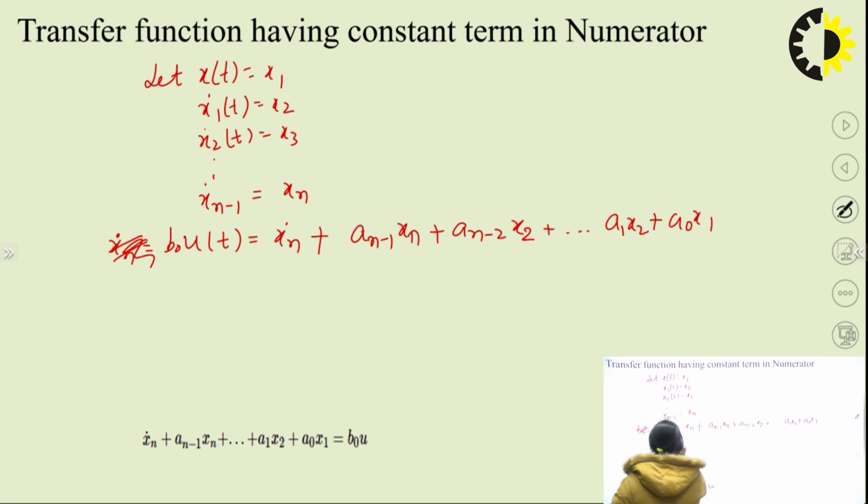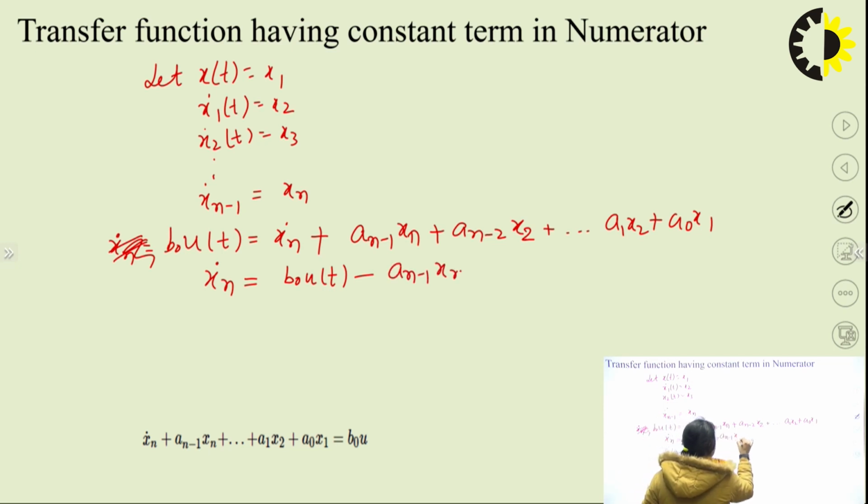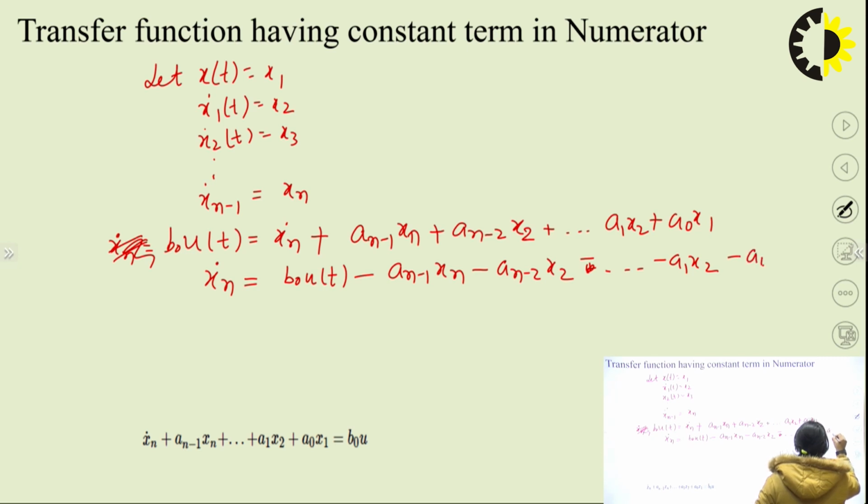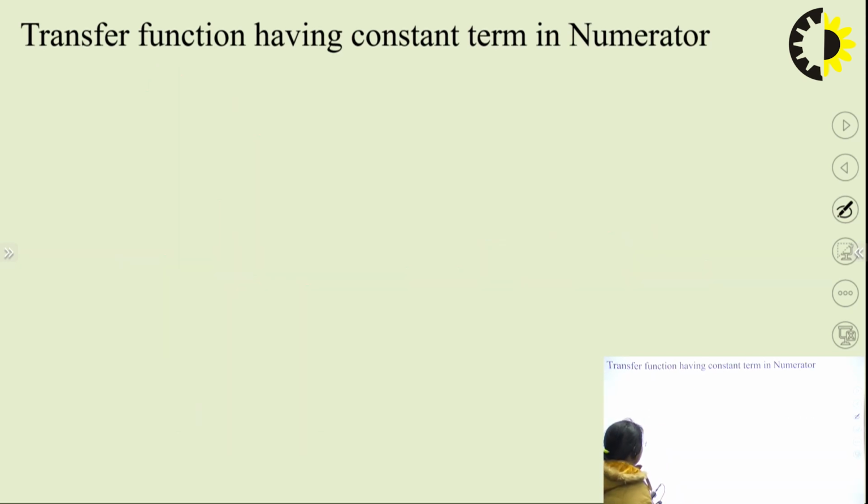Okay, so from here I will get the value of xn dot, which will be equal to b0 u(t) minus a_{n-1} into xn minus a_{n-2} into x_{n-1}, and so on, minus a1 x2, minus a0 into x1. Okay, so then I can make the state model from here only.